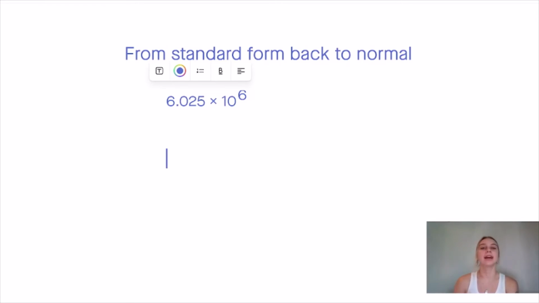Next, we'll take a look at converting from standard form back into a normal number. In this case, starting with 6.025 times 10 to the 6. First thing we want to check is the power. In this case, it's positive, which tells us it's going to be a large number. So we know that that decimal point is going to end up moving towards the right side to make the number larger to bring it back to its normal form. So we need to add a bunch of zeros on the right side. So 6.025 is what you want to write out as normal, and then follow that up with some zeros.